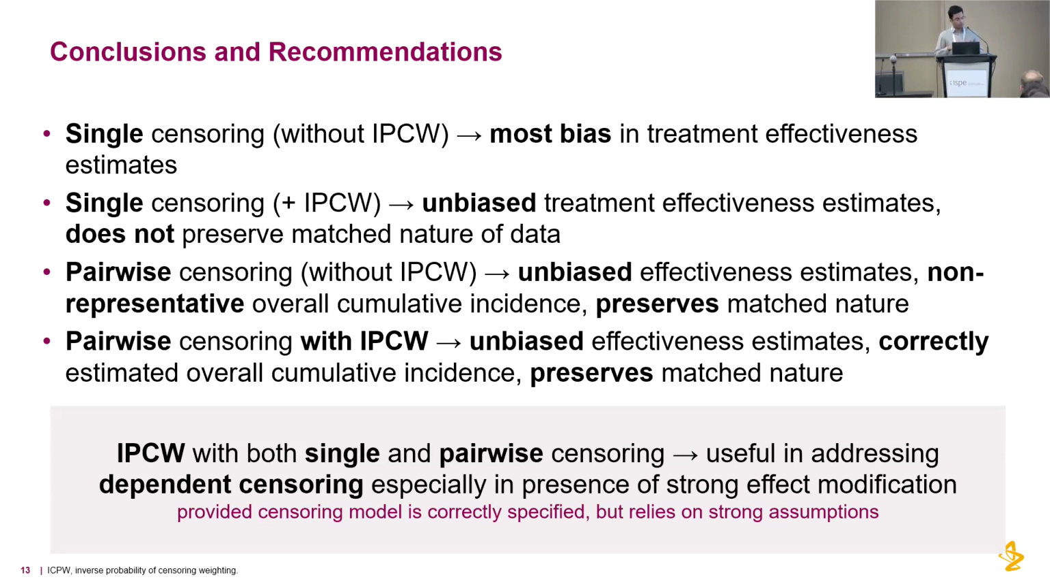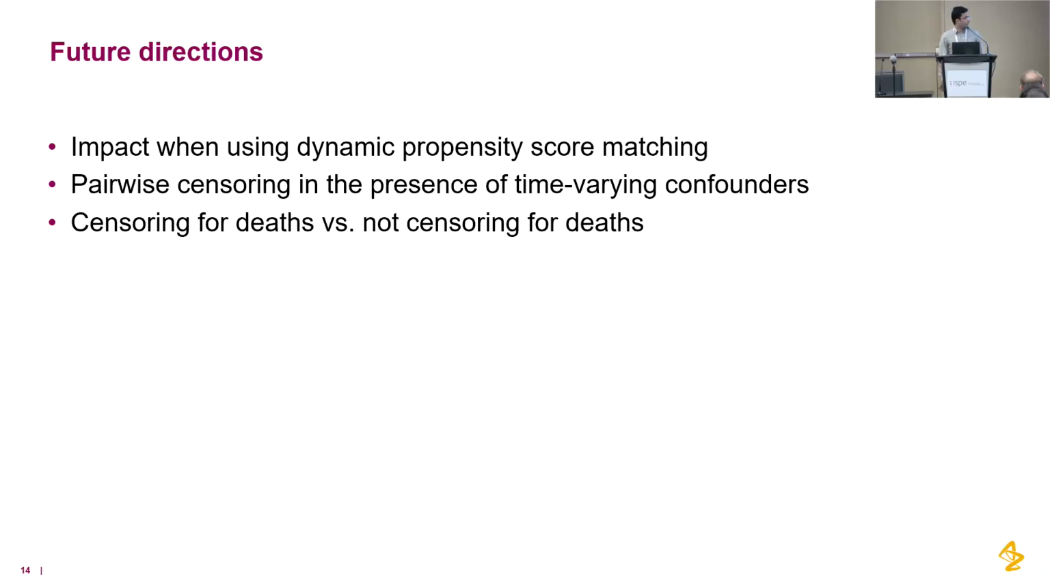Pairwise censoring with IPCW clearly outperformed all of the other models, providing unbiased effectiveness estimates, correctly estimating the overall cumulative incidence, and it preserved the matched nature of the data. So again, it's worth remembering that IPCW relies on some strong assumptions. Here, we did the simulation in a way that we could adjust for the covariate that perfectly predicted the censoring mechanism. So this is my last slide.